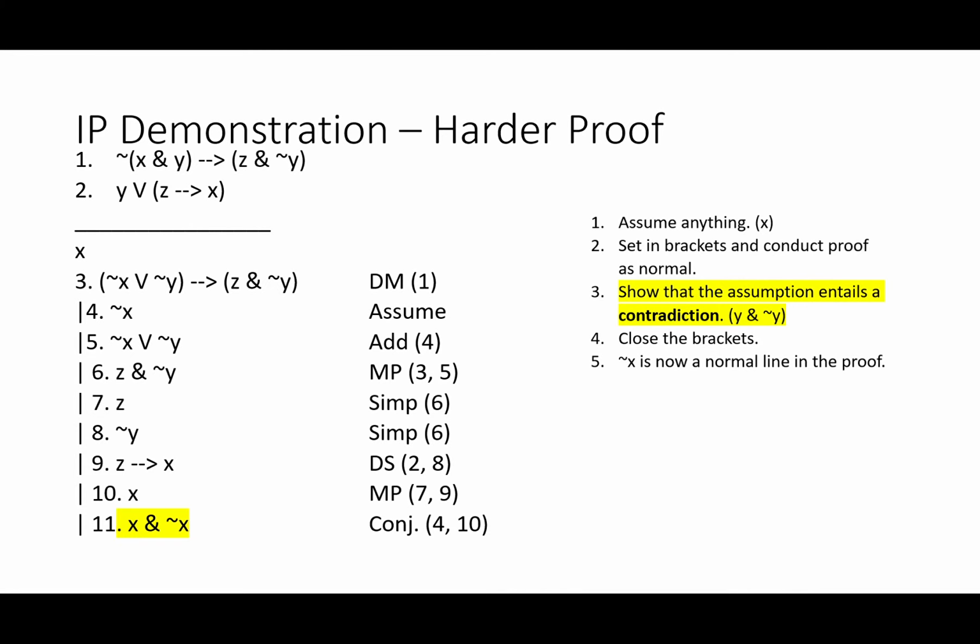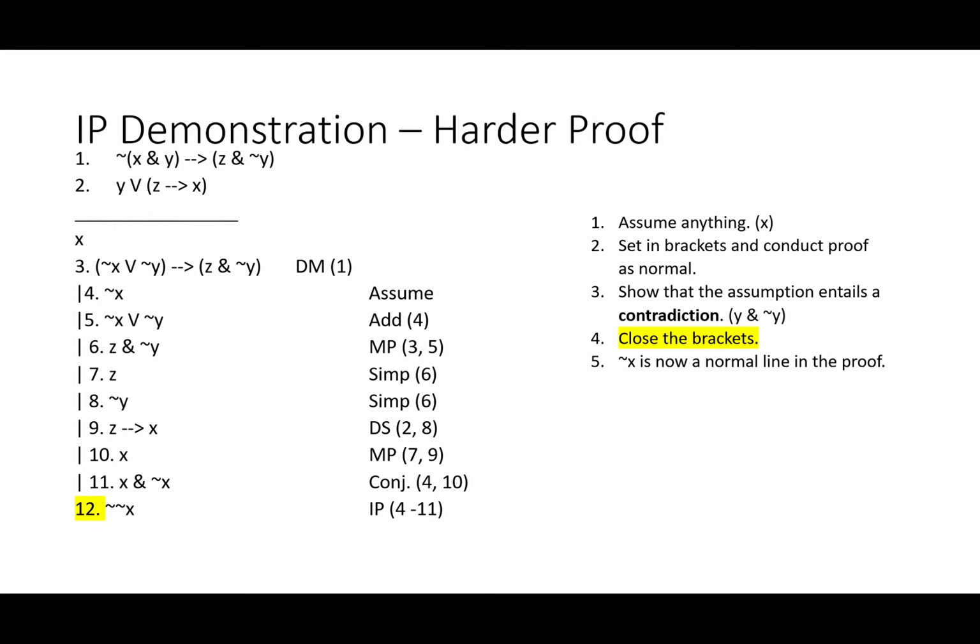And of course, we're almost there. Because we have x and not x, we can show that this assumption entails a contradiction. By the way, we could have used modus tollens on lines 4 and 9 and gotten not z, and used conjunction with line 7 to get z and not z. That would have been fine too. Any contradiction will work. If we could have found some way to get y and not y, that would have done the job as well. Now, we can close the brackets, now that we've found our contradiction.